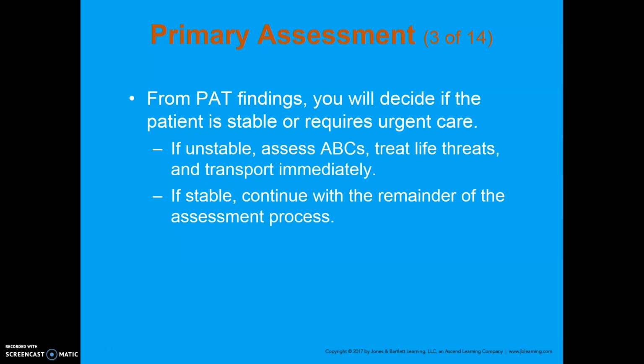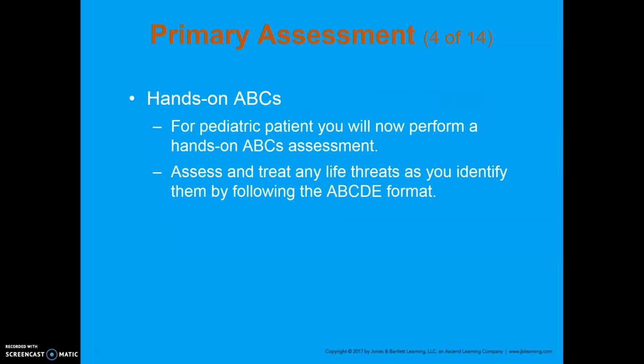From the PAT findings, you'll be able to decide if the pediatric patient is stable or requires urgent care. If the patient is unstable, assess the ABCs, treat any life threats, and transport immediately. With obvious life threats from external hemorrhage, assess and address the CAB first, including tourniquets for arterial hemorrhage from the extremities. If the patient is stable, continue with the remainder of the patient assessment process, perform necessary interventions, and discuss transport options with the parents or caregivers.